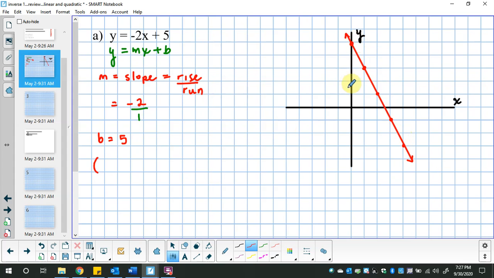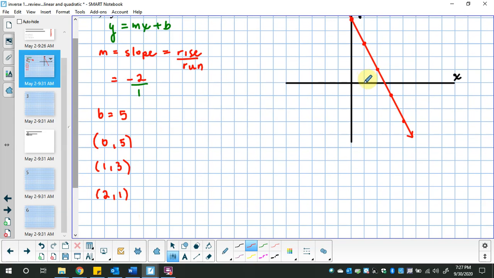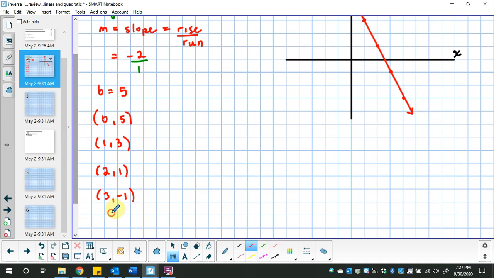But this one is (0, 5). No surprise, because that was the y-intercept. The one next to it is (1, 3). The one next to it is (2, 1). And just for good measure, let me get one that's got some negatives in it: (3, -1). So you don't have to do tons, you just have to do some. All of those are my f(x) points.